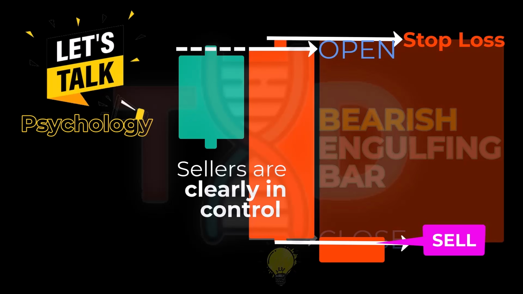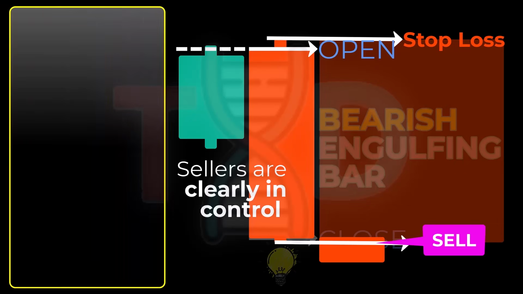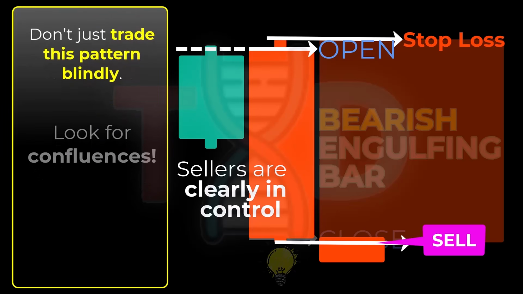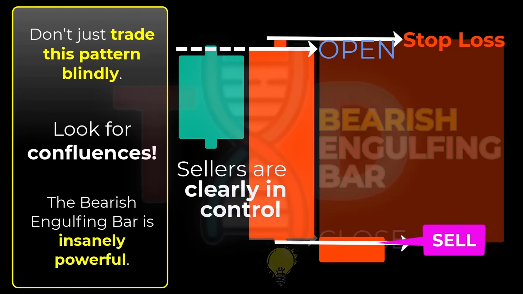That way, if the market fakes you out, you're still covered. But wait, just like with any pattern, don't go in blind. Always check for confirmation signals like trend direction, resistance zones, or volume spikes. The bearish engulfing bar is insanely powerful, but it works best when it's backed by other clues that the market is about to reverse. So to wrap it up, this pattern is like the ultimate power move from the bears.